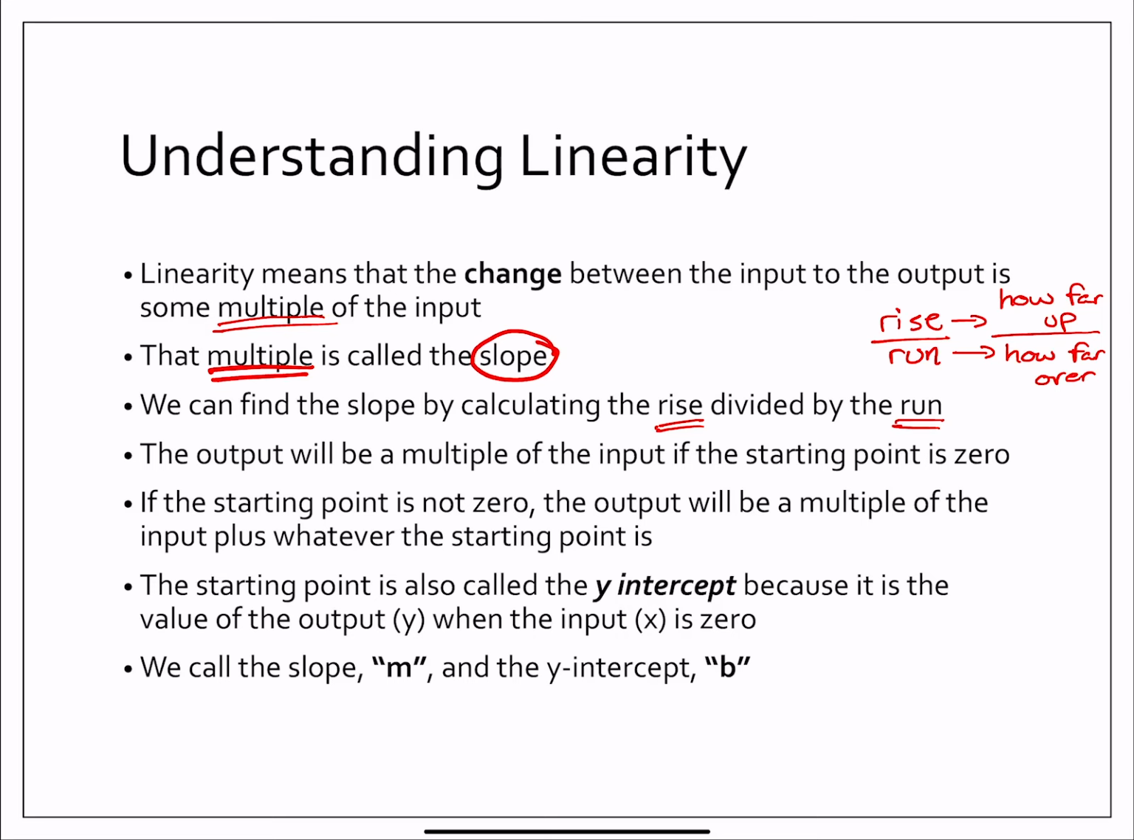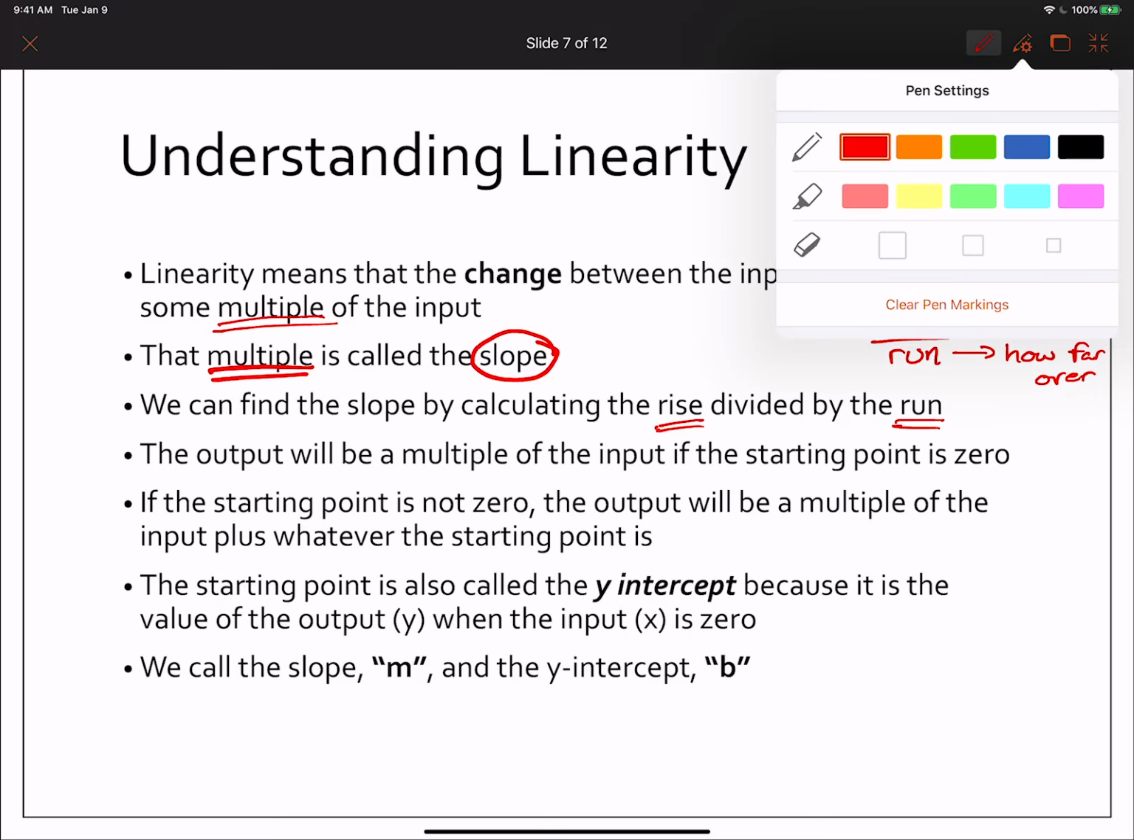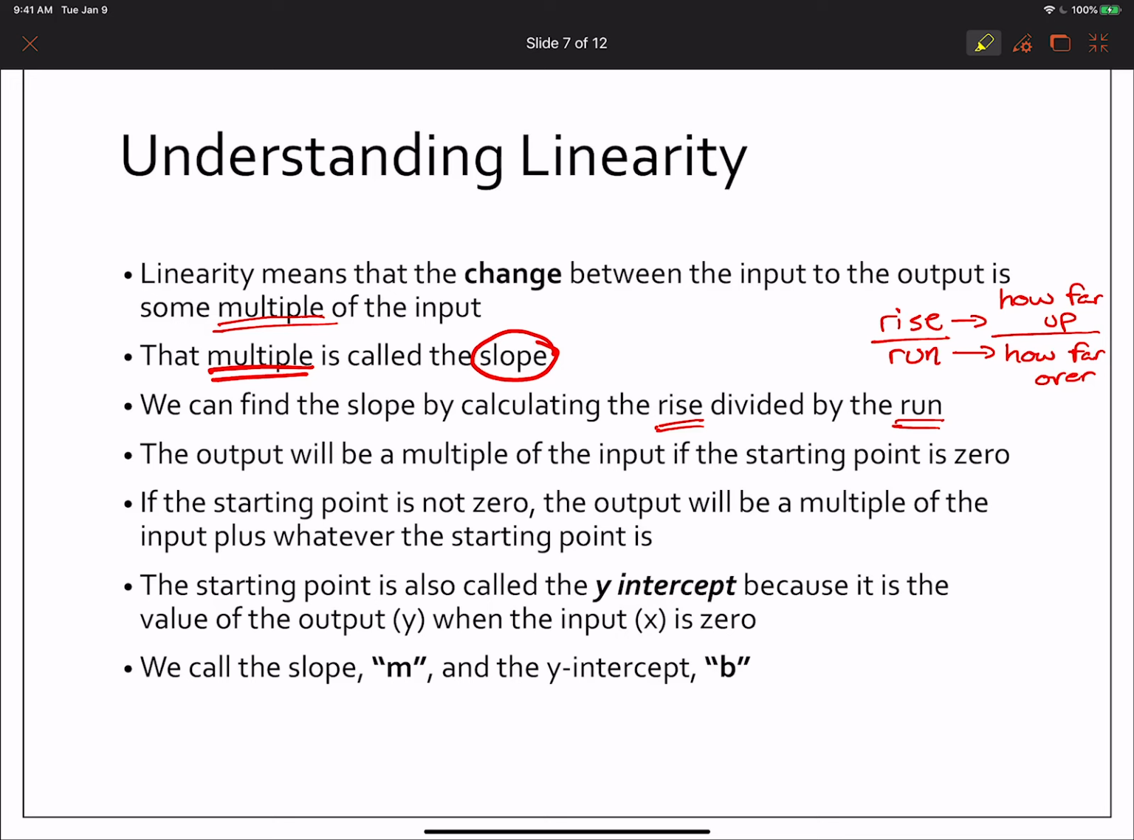Now, when we go up, that could also be going down. And going over could be going left or going right. So our slope could be a negative number if we're going down to get from one point to the next point. Now, there are two scenarios, basically. One scenario we can have is where we have what's called the starting point. And if our starting point is 0, then the output will simply be a multiple of the input.